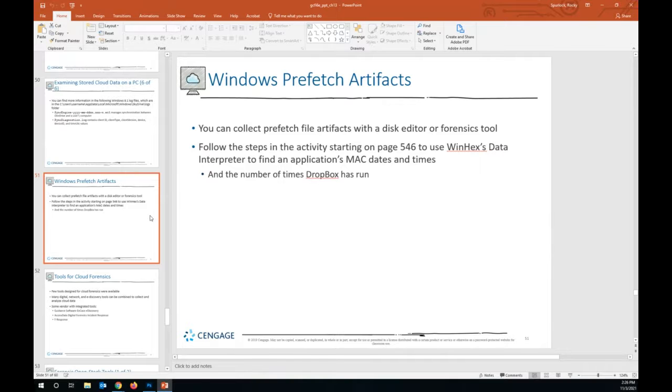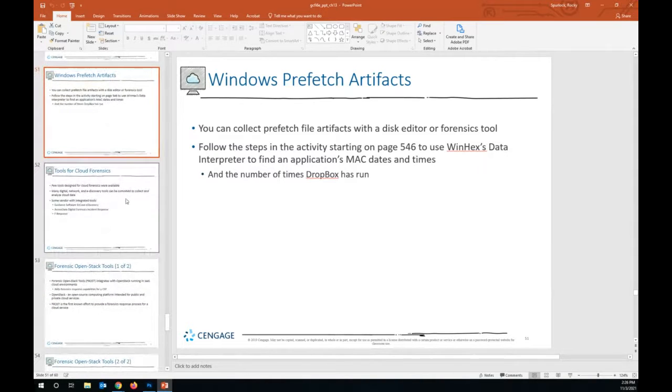With prefetch artifacts, you can collect these with a disk editor or forensics tools. If you start the activity on page 546 in your textbook, you can find the application's MAC dates and times, and also the number of times that Dropbox has run.